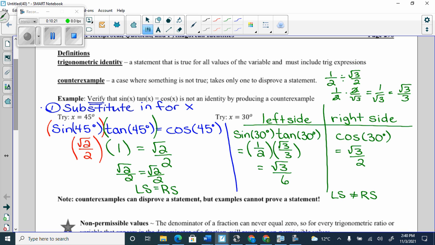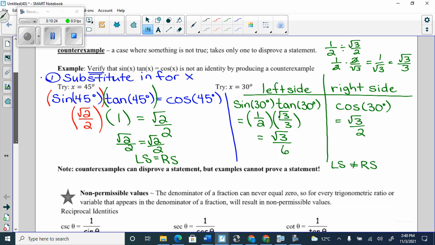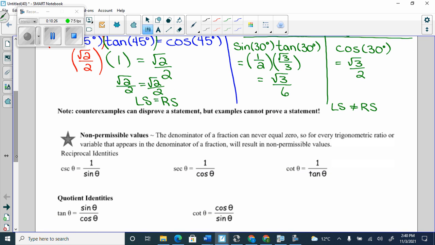Okay? So, non-permissible values. Let's look at this. Non-permissible values happen when you have a denominator with a variable in it. Correct? We talked about it in rationals last year. The moment you have a variable in your denominator, you have non-permissible values. You have values that don't exist because your denominator would be 0. The denominator of a fraction can never equal 0.